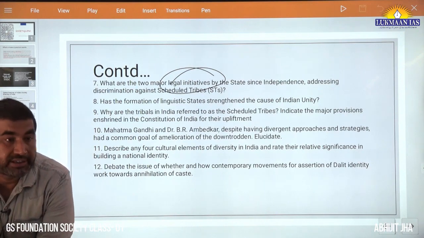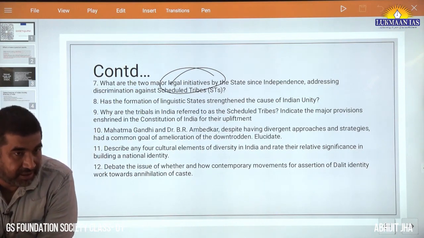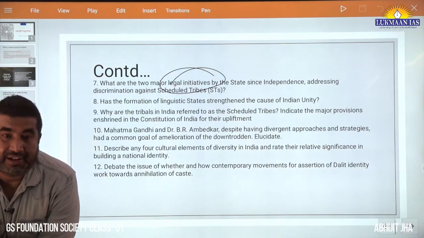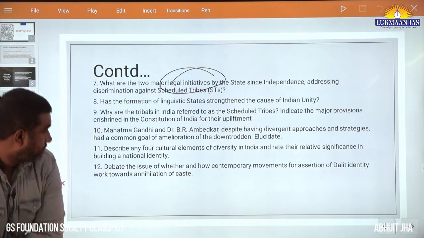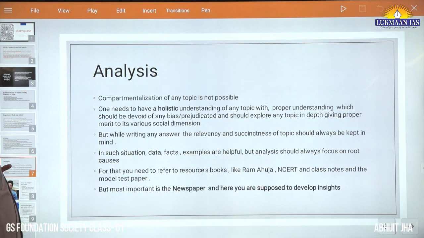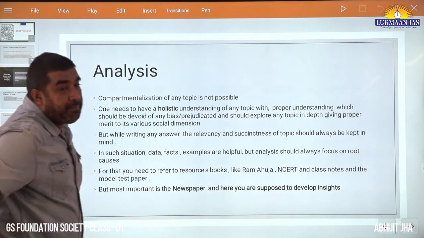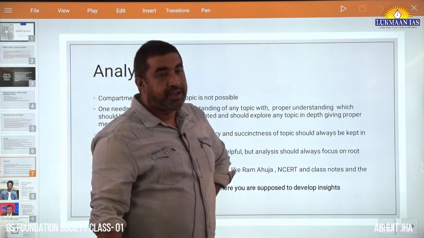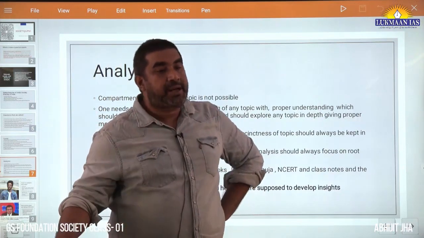These are the tendencies that you have to read in the newspaper, and particularly you should have the ability to analyze this. Now, what should be the analysis of these questions that you have just seen? That you cannot compartmentalize any topic. Every topic is of an interdisciplinary nature. Two, you have to have a holistic understanding of any topic, and it should not be based on your personal perception. It should not include your personal bias or prejudice.